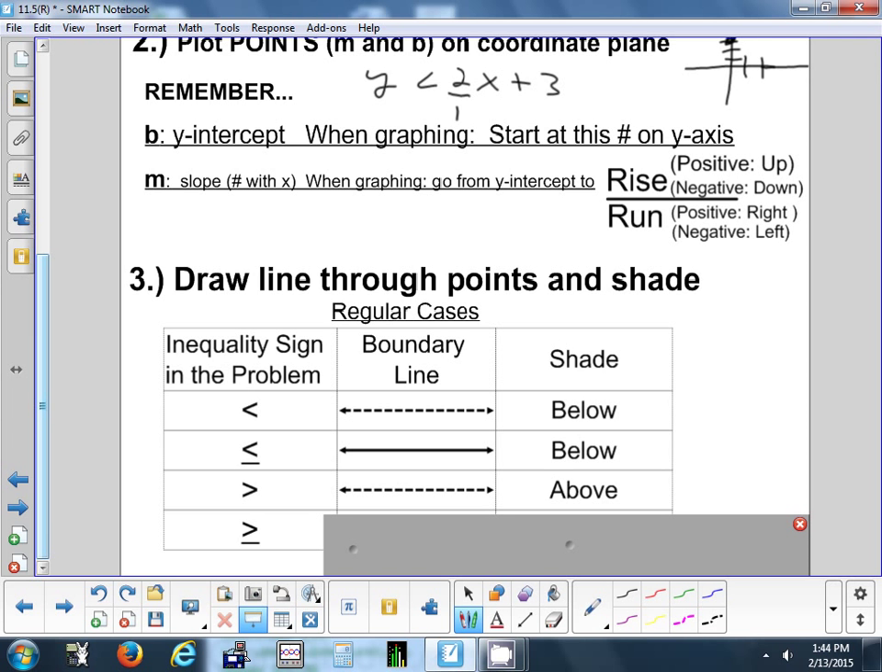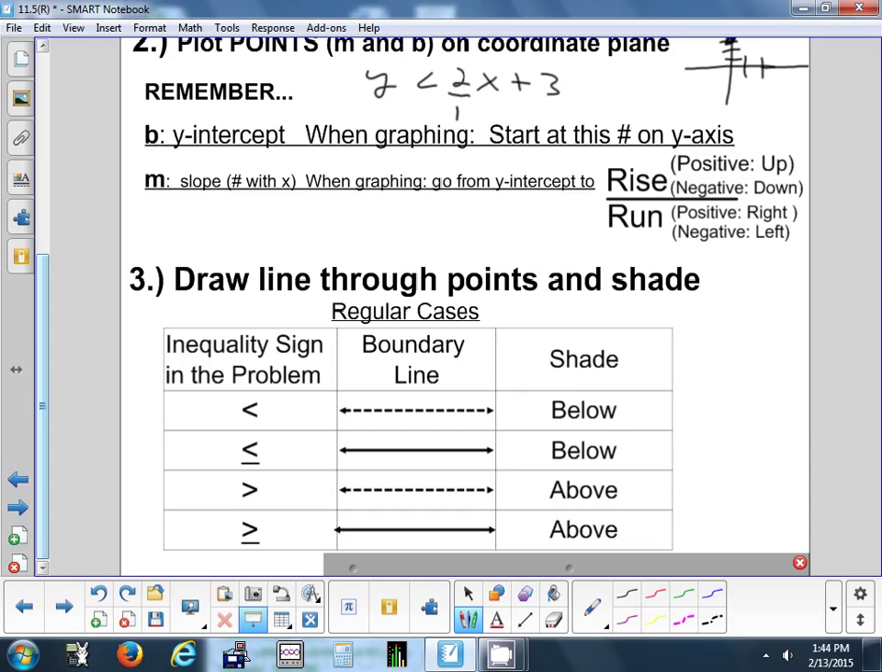Okay, and then the last one, greater than or equal to? Above. Yep, you're still shading above, except now you got the little line under it that tells you got to make it solid. Okay. And that's it. Those are the only 4 cases.